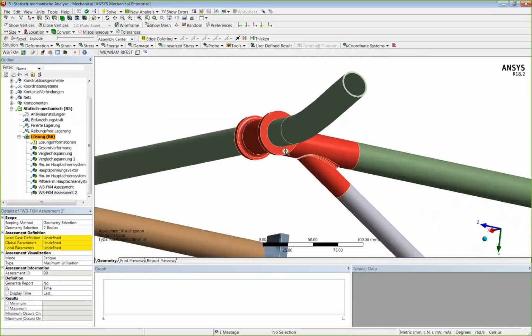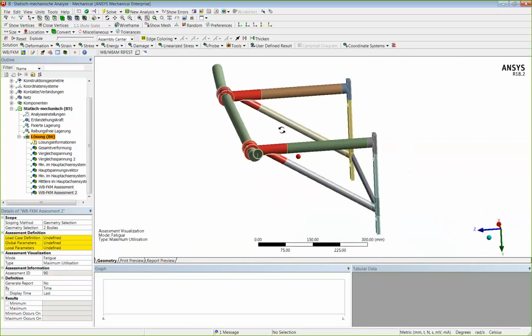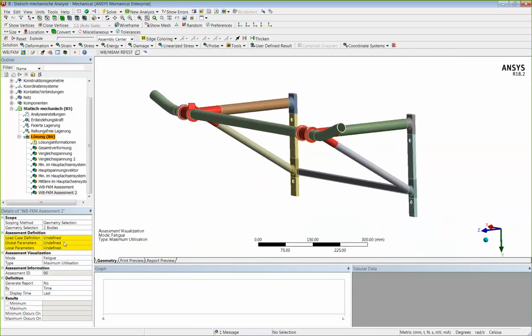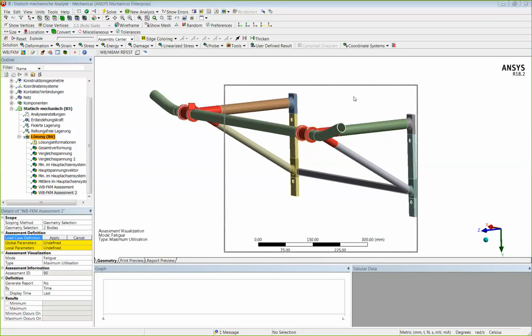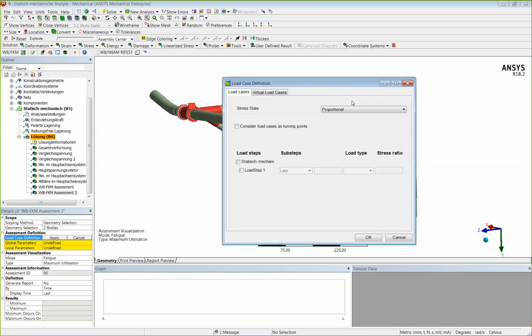Good. Then I've just said where I want to calculate. Now we have to say what we want to calculate, and when we define our load cases, the tool will scan through our structure tree, look how many calculations I have and how many load steps they have. At the moment I just have one calculation with one load step, so I have to use this load step.